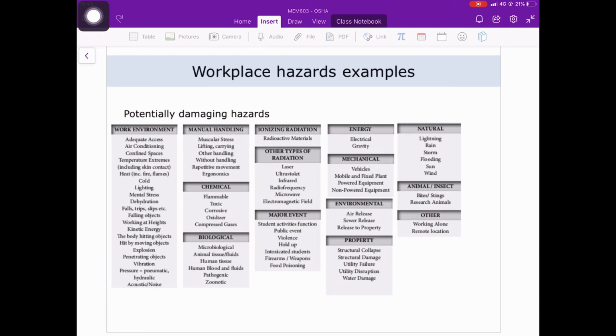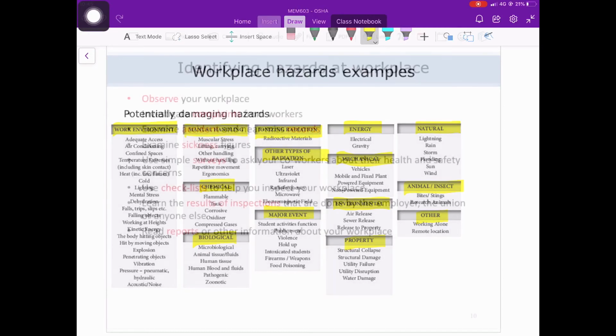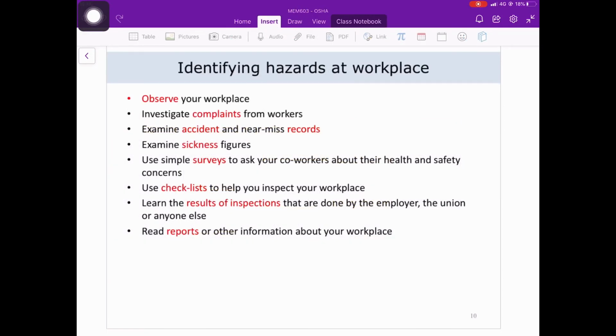For your information, there are so many potentially damaging hazards. These are some of the examples. Hazards may be caused by the work environment, manual handling, chemical, energy, property, or even natural hazards such as flood, storm, and wind. These are the methods to identify hazards at the workplace.